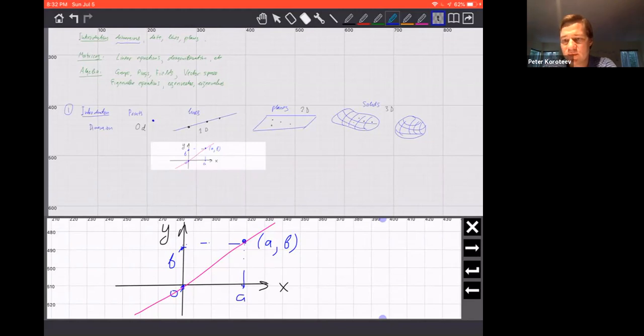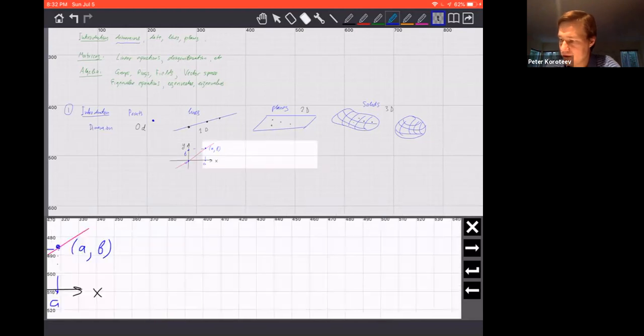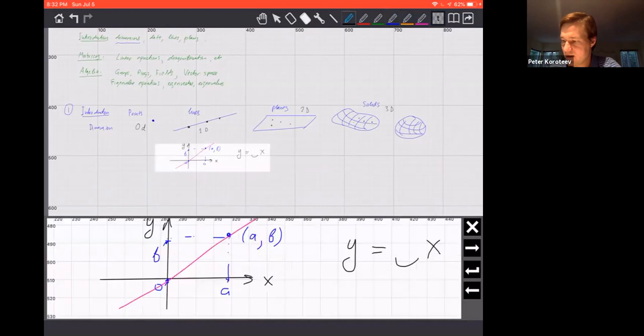So what was the question? Do you see the purple line that passes through point 0 and the point with the coordinates a and b? The question is, what is the equation that defines the line? The suggestion was that y is equal to some coefficient times x. What is the coefficient in terms of a and b?